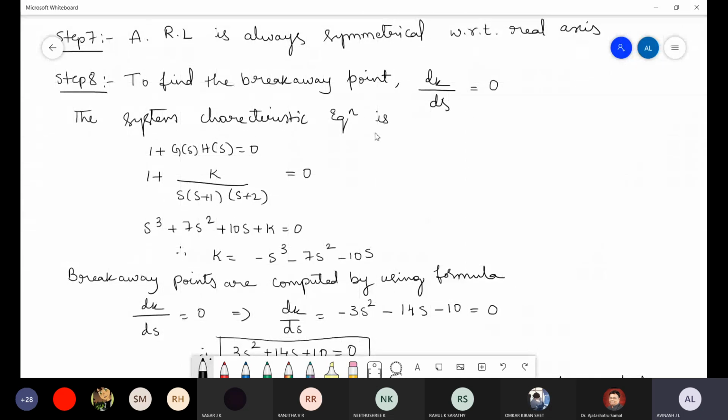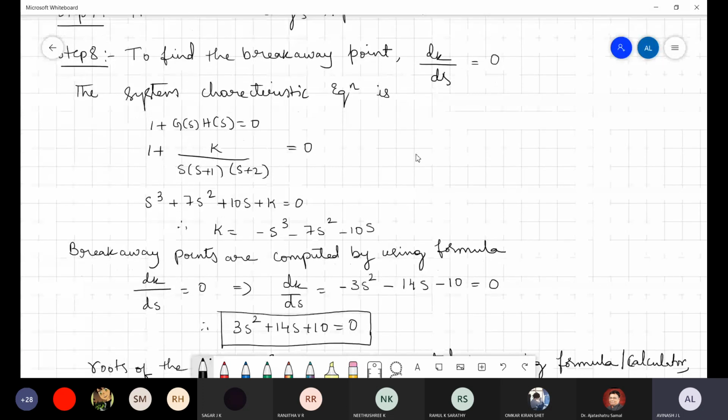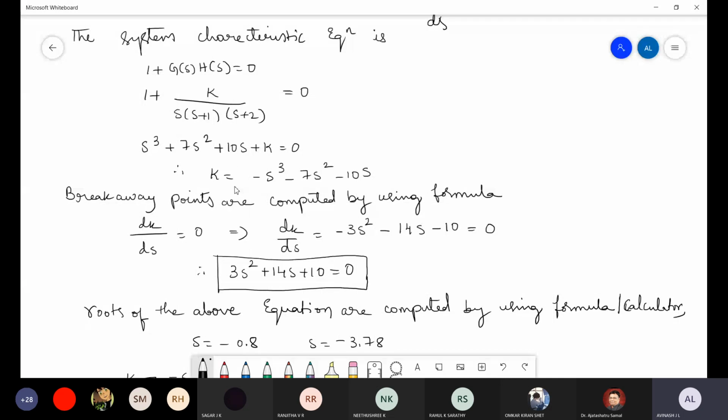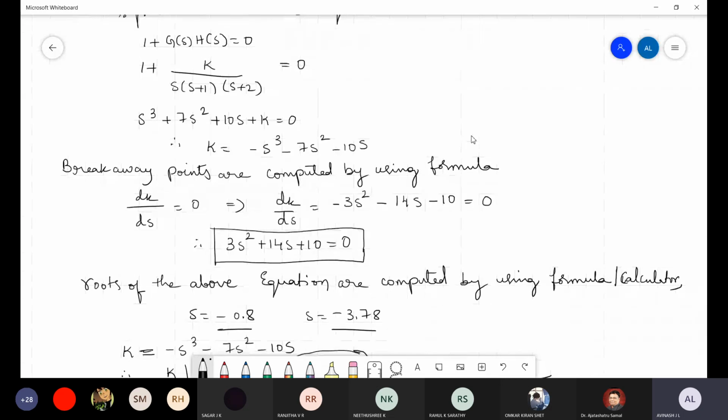Next is step number 8, the breakaway point, which we find from dk/ds equal to 0. In order to find dk/ds, that means differentiation of k with respect to s, we need to have k first. To get k, we take the system characteristic equation, 1 plus G(s)H(s) equal to 0. From that, we found k equal to minus s cube minus 7s square minus 10s. When you differentiate k with respect to s, we get minus 3s square minus 14s minus 10 equal to 0. Take the minus common and shift to the other side: 3s square plus 14s plus 10 equal to 0.